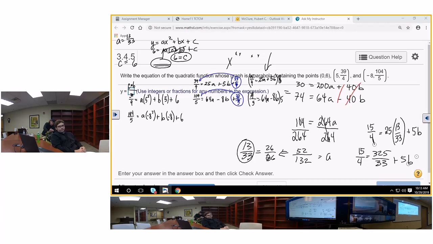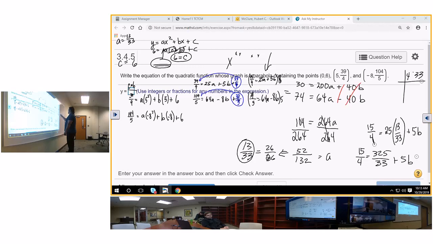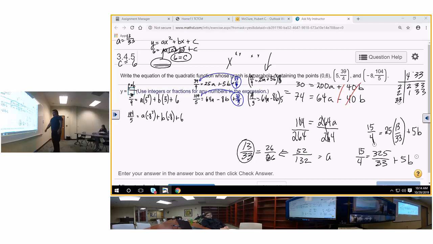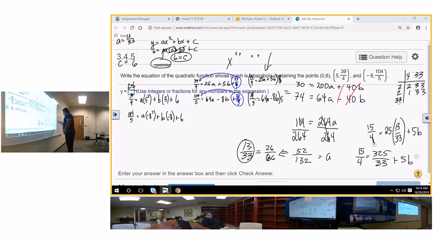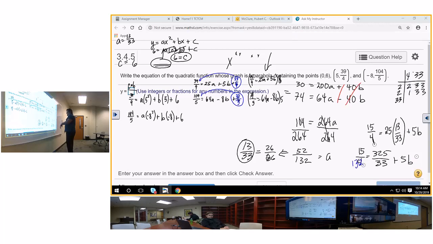Is it 325? Yep. Okay, so now I'm going to get a common denominator. Common denominator of 33 and 4. 4 times 33 is 132. Yep. So I'm going to change this to 132. 4 will go into 132, 33 times. 33 times 50 is 330.